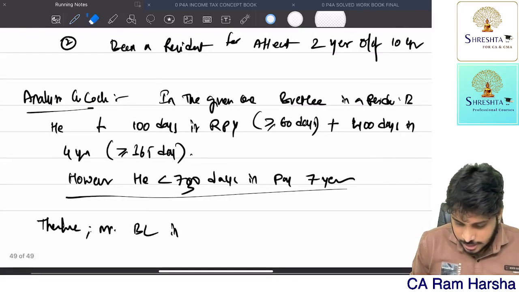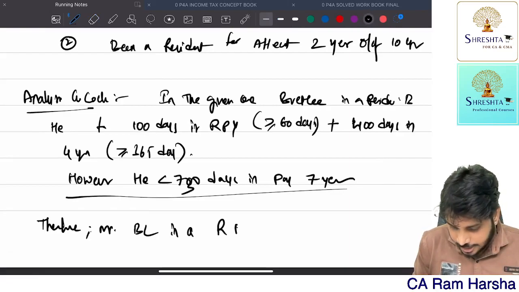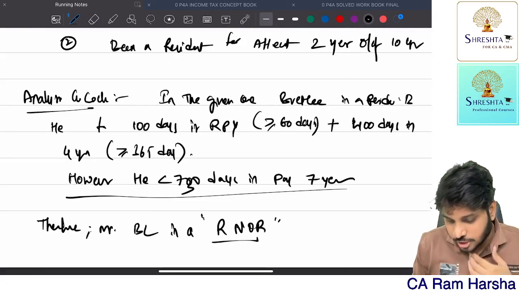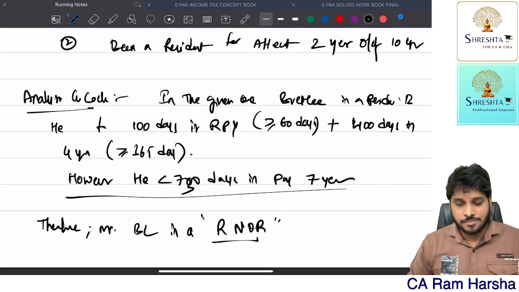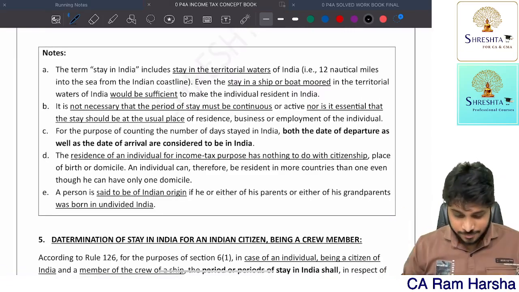Yeah, is a resident, but not ordinarily resident. You should write full forms in exam. That's it. I hope you are clear.